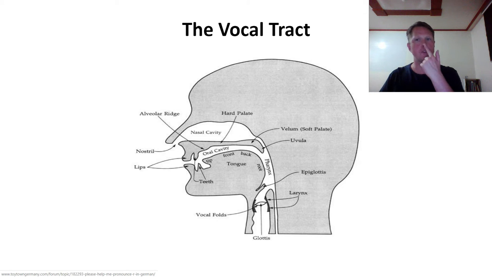We have our nose and nostrils and nasal cavity, and our lips and teeth, top and bottom, and our tongue, the tip, front and back. And behind our top front teeth, we have the alveolar ridge, and then the hard palate, and then the velum or soft palate, and the uvula. And in the throat, we have the larynx, the glottis, and the vocal folds. Okay?